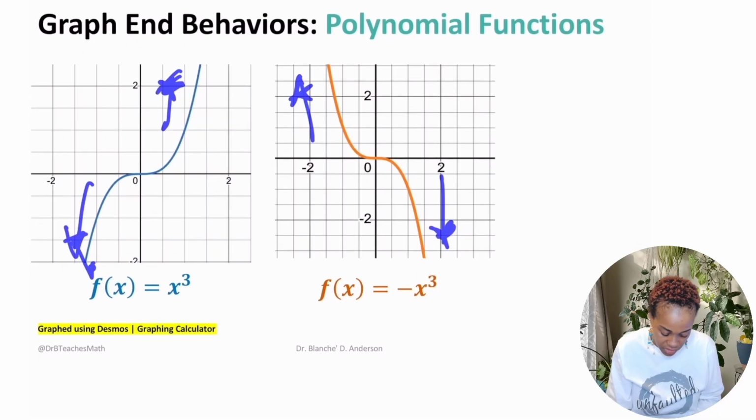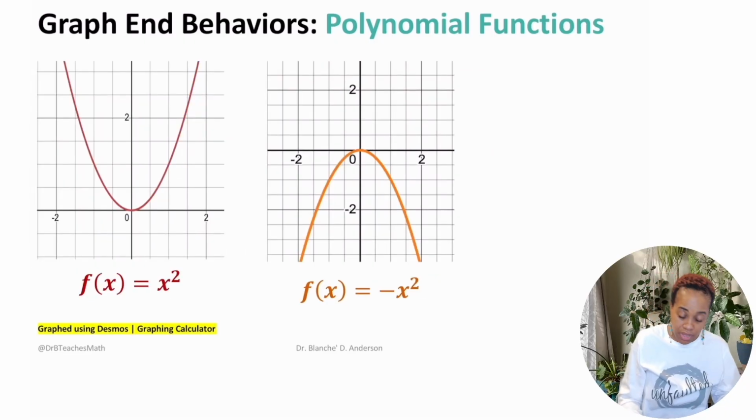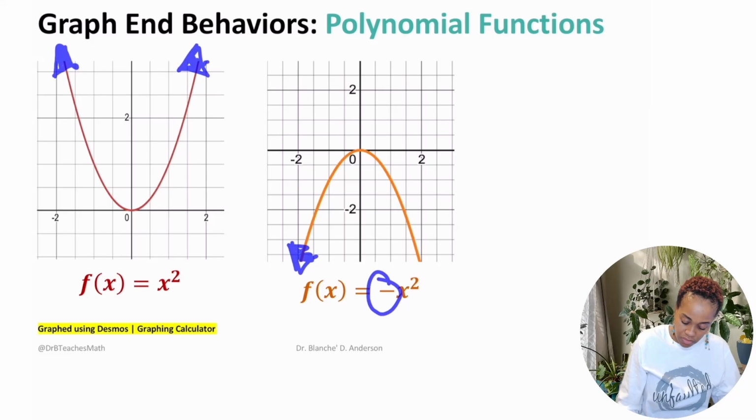Look at the direction of the end behaviors. Up and then down, so they flip-flop. Now let's look at x squared. Same thing here. The end behaviors, when it's even, they go up. And then when you flip it, they go down. See that? They go down. So you got down, down when it's negative, and then up, up.